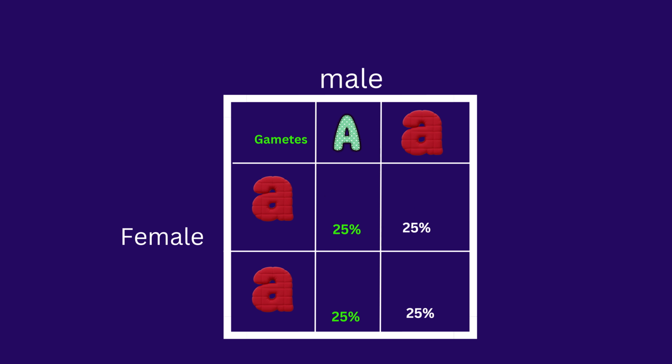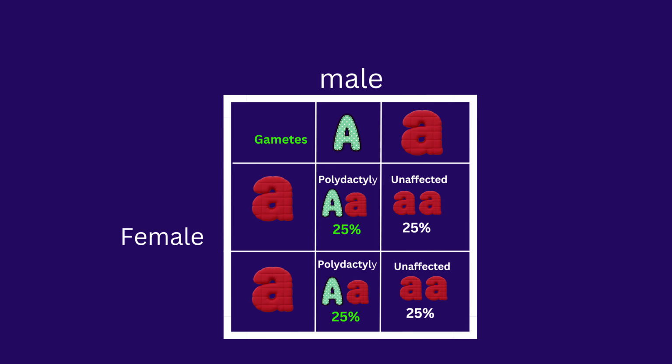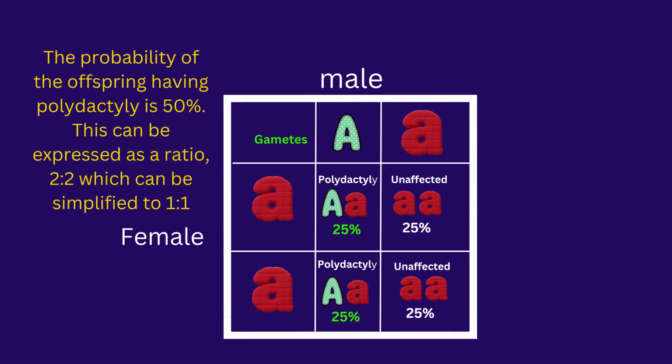Let us now look at a cross between a male who is heterozygous for the condition and a female who is unaffected. So the genotype for the children, that one would be big A, small a, and that child would have polydactyly. This one is big A, small a again, and that's a child with polydactyly. For these now, students, small a, small a, this is a child who is unaffected, and the same for this one. So the probability of the offspring having polydactyly is 50%. This can be expressed as a ratio 2 to 2, or we could simplify it to 1 to 1.